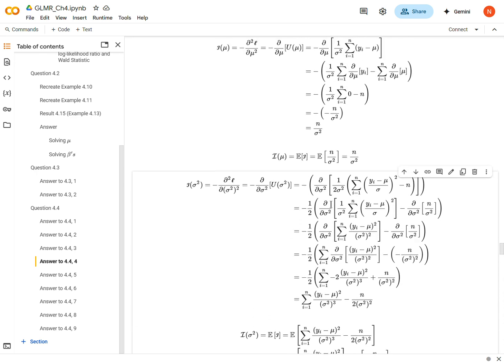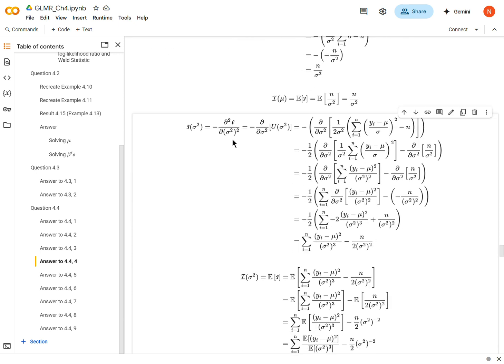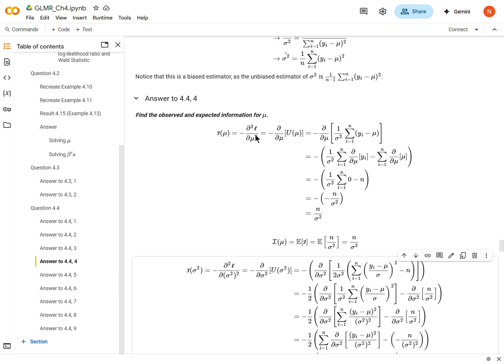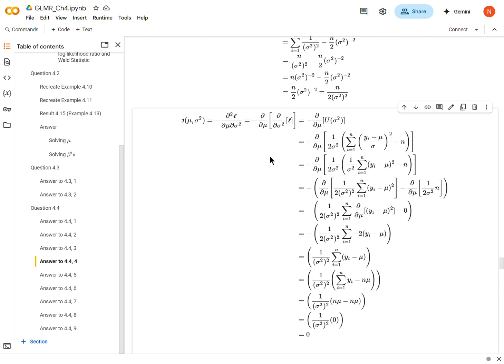But when we're finding the information of something that has more than one parameter, there are also these cross terms. For mu, when we were finding the information for mu, we took the derivative with respect to mu of the score function with respect to mu. Well, I could take the derivative of the score function for mu with respect to sigma squared. So that's these cross terms, and there are also these cross terms here. It turns out, I think in basically every instance, but I could be wrong, that taking the second derivative of the log likelihood in whichever order, with respect to sigma squared versus mu, or vice versa, comes out with the same answer.